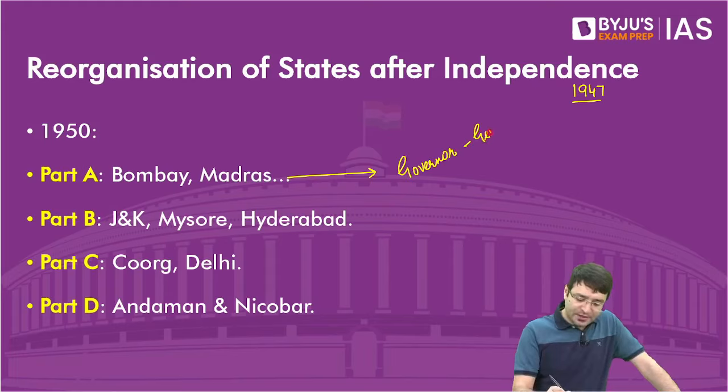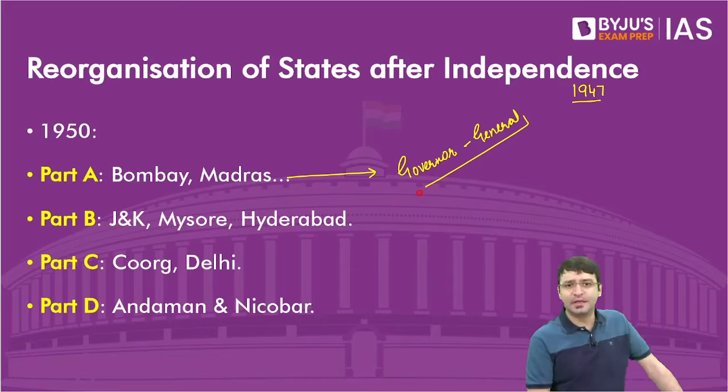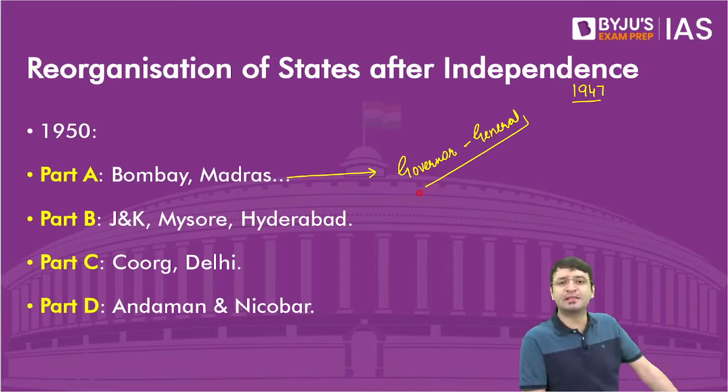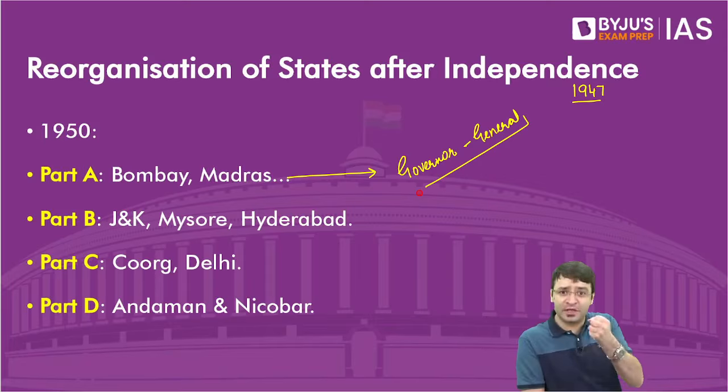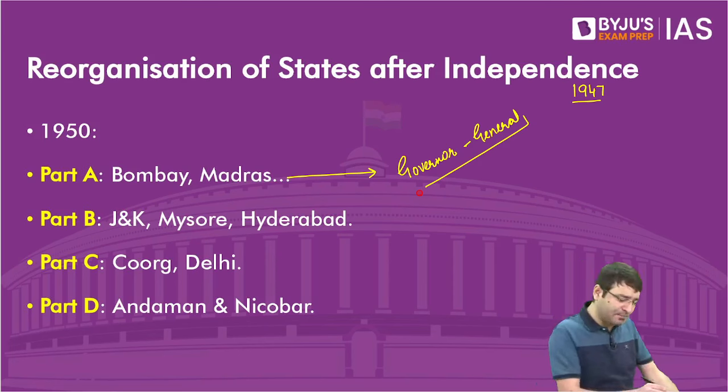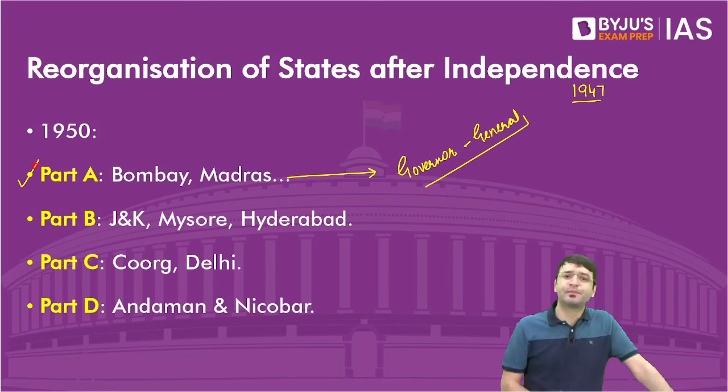So when we were under the British rule, during the colonial times, there used to be an individual known as Governor General who had all the powers. Those areas which were directly under the control of the Governor General were big provinces such as Bombay, Madras, Calcutta, Bengal. These were the areas which were under Part A of the Constitution.